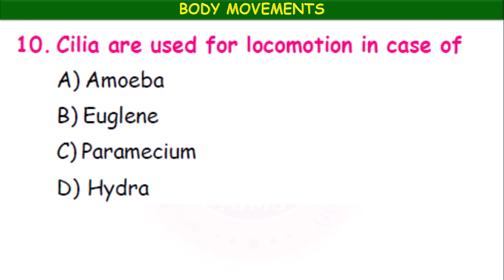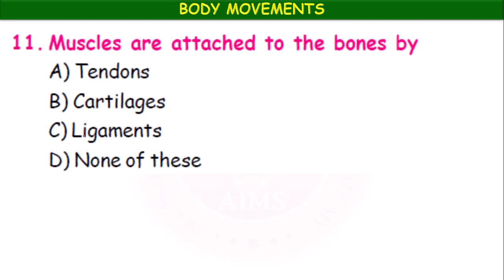Cilia are used for locomotion in the case of amoeba, euglena, paramecium, hydra. In paramecium, ciliary movement is observed. The muscles are attached to the bones by tendons, cartilages, ligaments, none of these. Tendons.